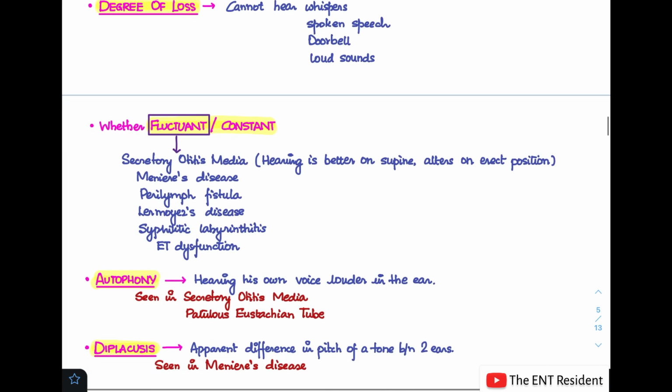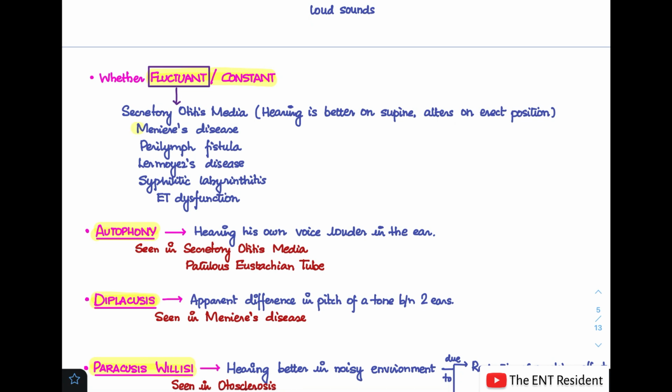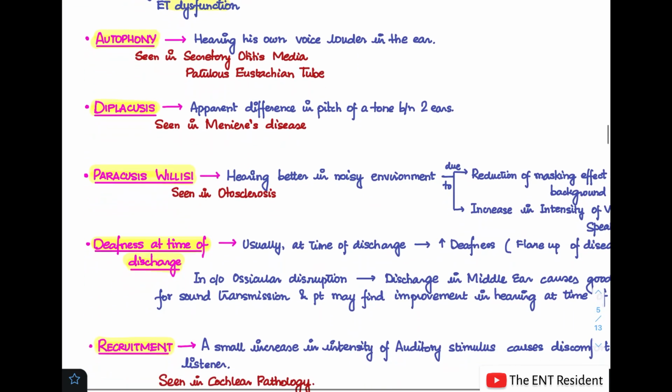Next, the hearing loss: is it fluctuant or constant? Now, fluctuant hearing loss has specific causes like secretory otitis media. In secretory otitis media, what you'll see is that hearing is better in supine position and it alters in erect position. Next, fluctuant hearing loss is also seen in Meniere's disease, perilymph fistula, Lermoyez's disease, syphilitic labyrinthitis, and eustachian tube dysfunction. Next, coming to autophony.